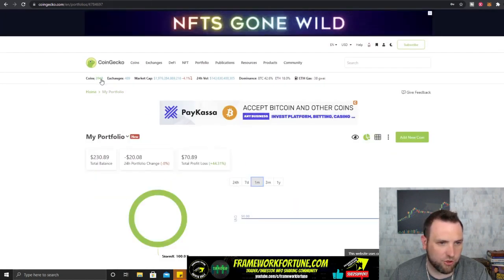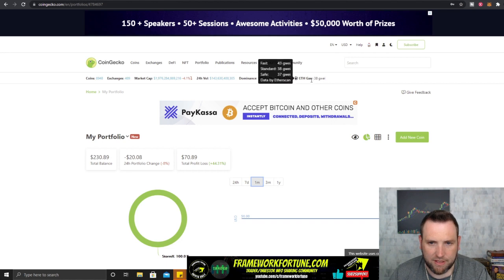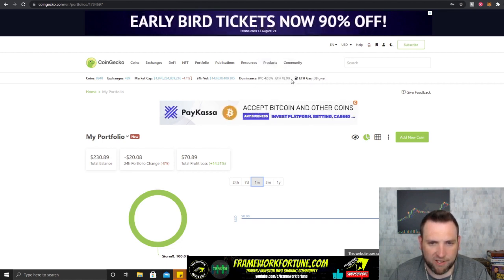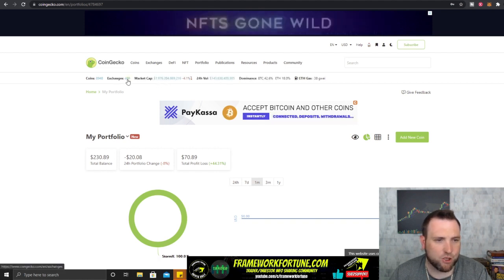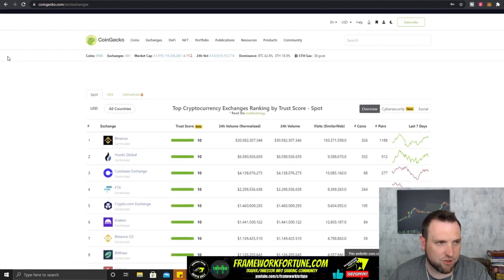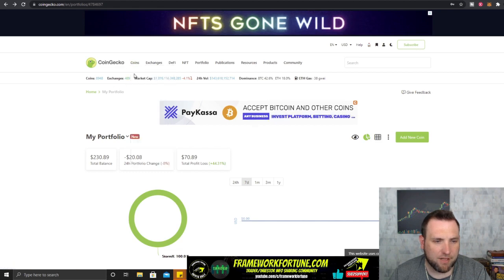Now before we go on, I want to show right here, you can see a little bit of statistics. You can see the Ether gas right now. You can see the dominance of Bitcoin and Ether right here on this little line, the 24-hour volume, the market cap, the exchanges, and the coins. And of course, you can click on these to get to these exchanges and stuff. This portfolio is a neat little thing if you're using a bunch of apps like I am.